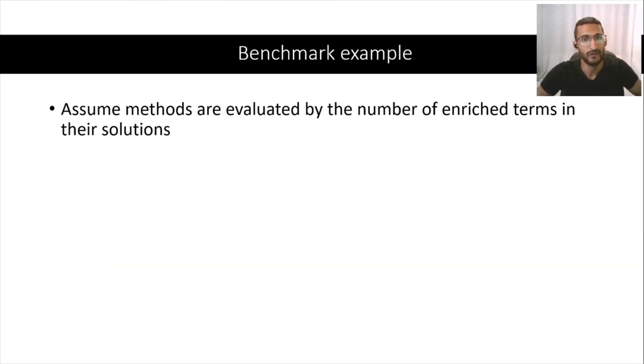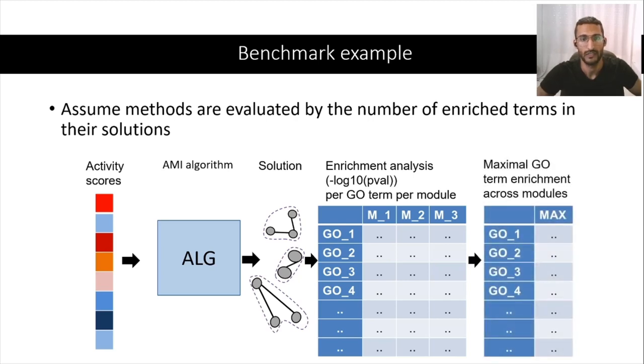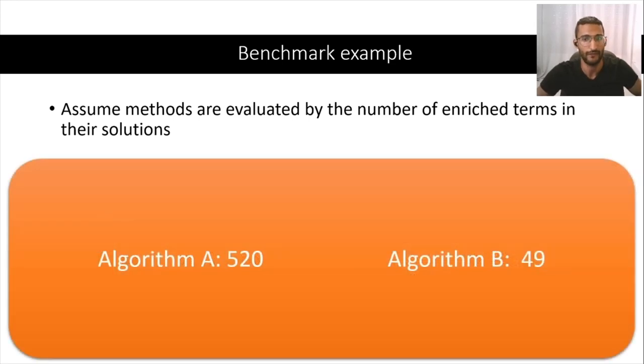So let's assume that methods are evaluated by the number of enriched GO terms in their solution. We can take an activity score profile, apply it to an AMI algorithm, and get a table of enrichment scores as we saw before. In our analysis, for each GO term, we chose to take the maximal enrichment score across modules and count how many GO terms pass the significance threshold. So let's take, for example, these two algorithms, A and B. A got 520 enriched GO terms, while algorithm B got 49. You might think at this point that algorithm A gives a more comprehensive biological interpretation compared to B.